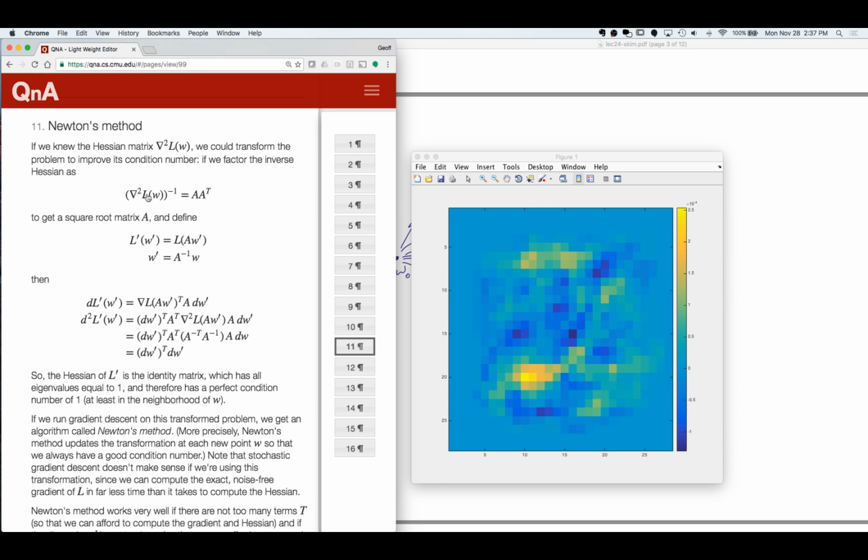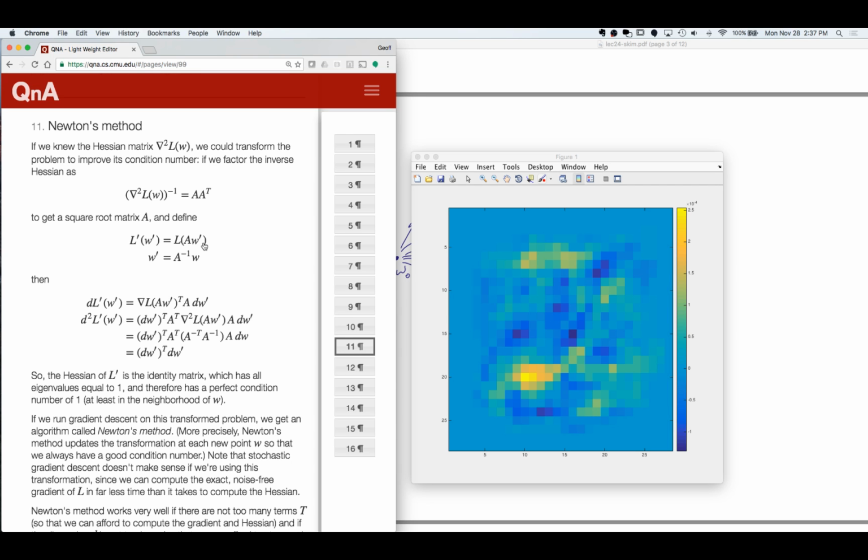There are multiple square roots, and you can use any one of them. It doesn't matter. And then you transform the problem by taking L of AW prime instead of L of W, where W prime is A inverse W. So this is the same problem. You can have it as a function of W or as a function of W prime.